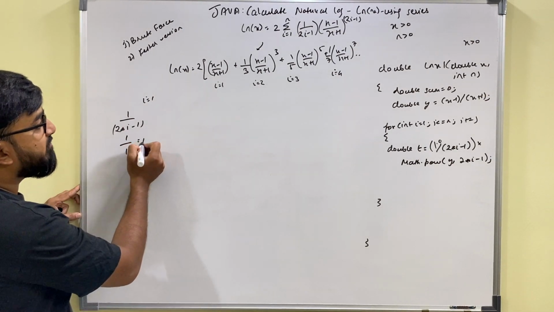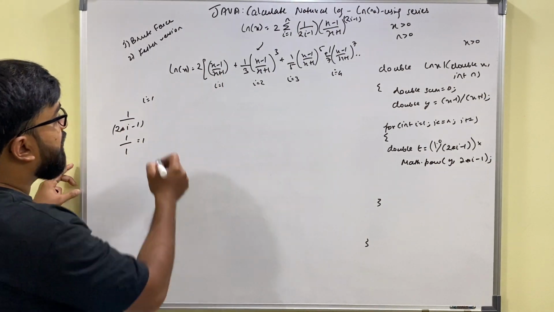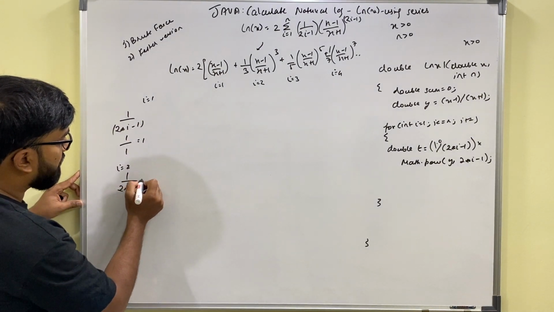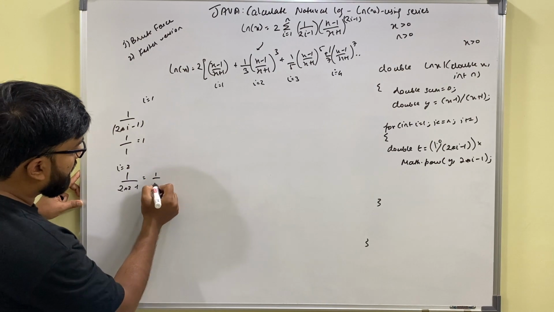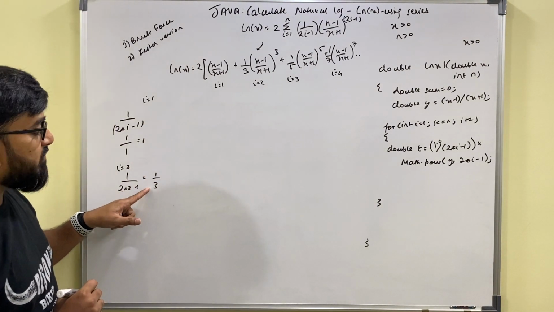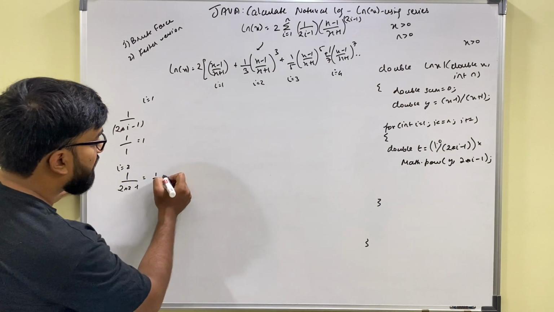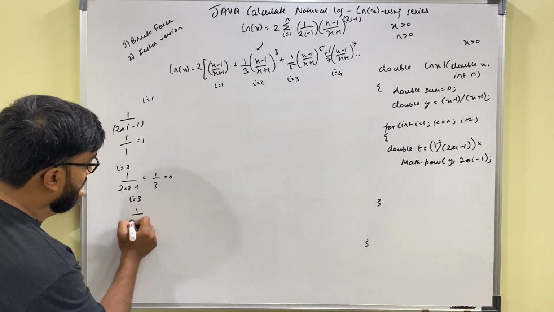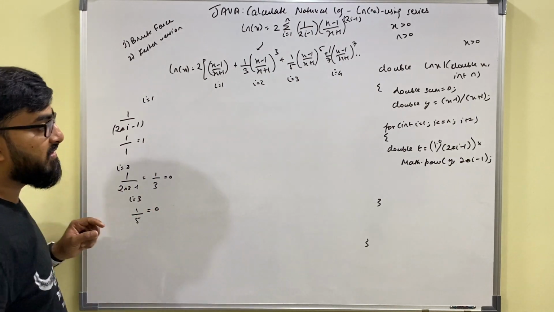Okay, this is going to give you 1 for the first term, which is okay. For i equal to 2, this is going to be 1 by 2 into 2 minus 1, which is going to be 1 by 3. Okay, 1 by 3 here is integer division, because this is integer, this will give you 0. Similarly, i equal to 3 will give you 1 by 5 equal to 0.